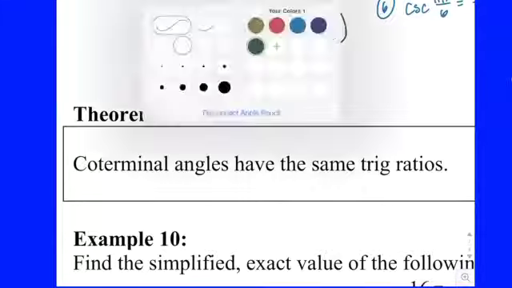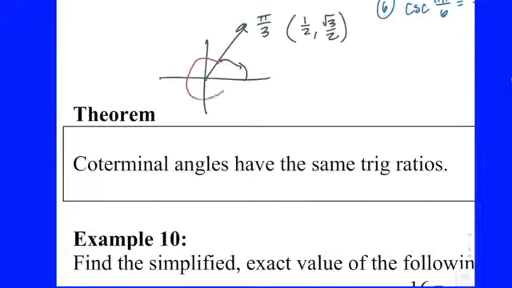Good. What if I went around another full rotation? What if I went around another 2 pi? What's pi thirds plus 2 pi? Well, that's the same as pi thirds plus 6 pi thirds, right? That gives us 7 pi thirds. So 7 pi thirds is coterminal with pi thirds. So if 7 pi thirds goes around once and then goes to that terminal ray, guess what the ordered pair is for 7 pi thirds?